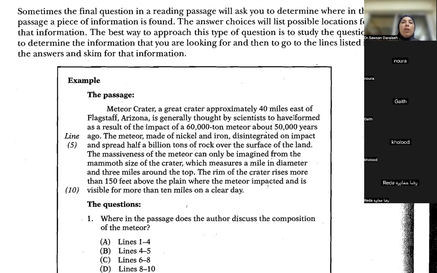And it's famous for the cactus. Have you ever heard the word cactus? Exactly. Yes. So it is generally thought by scientists to have formed as a result of the impact of a 60,000 ton meteor.